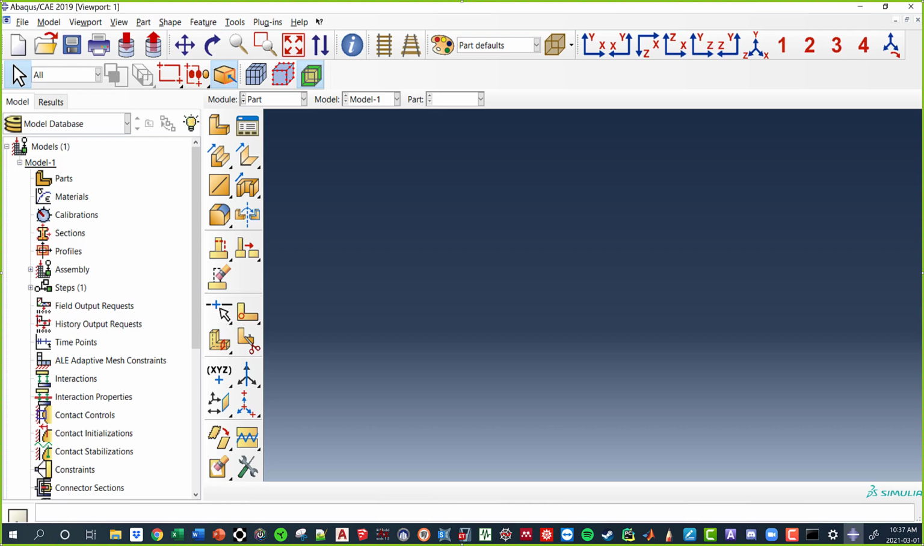All right, I got a yes. So what I'm going to do is I'm just going to create a simple beam. Let's say the exact same beam as in the assignment.